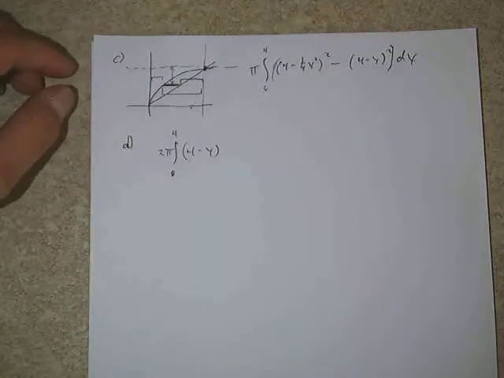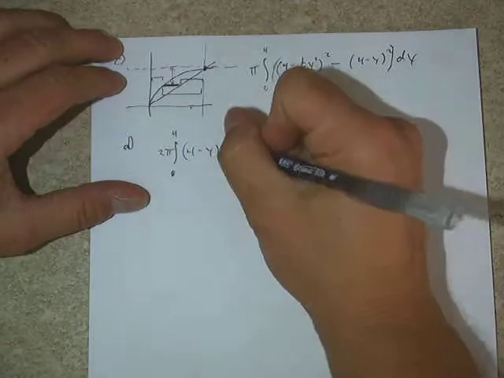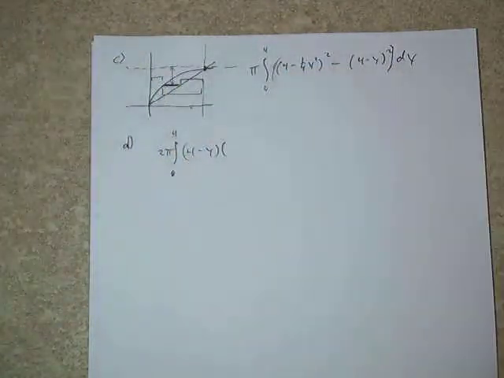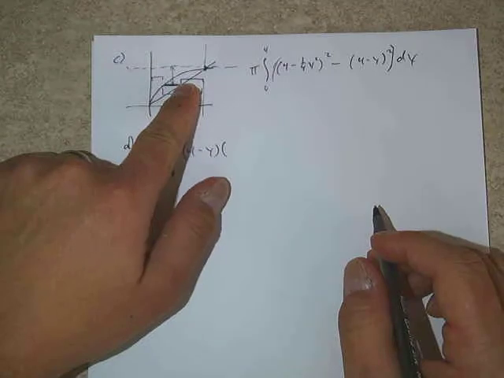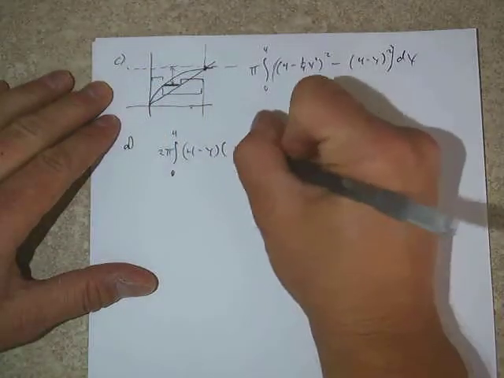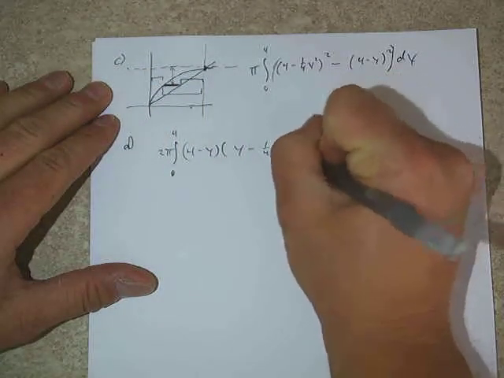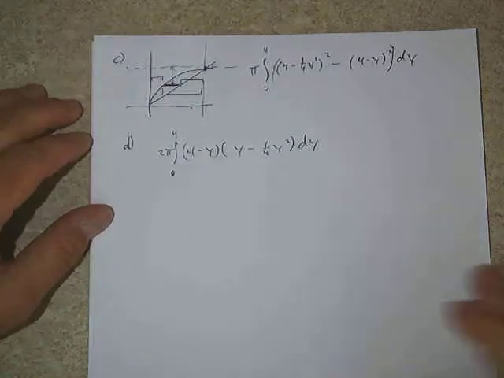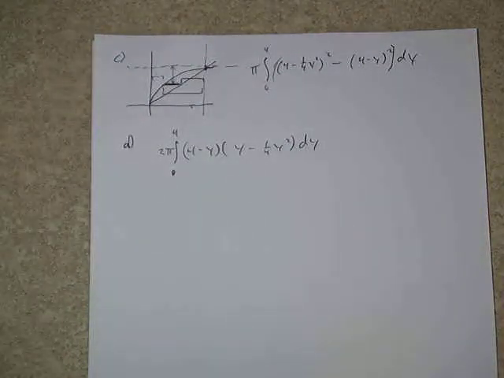We said on the earlier problem that this was y right here. So what would this arrow distance be in this diagram? It would be 4 minus y, wouldn't it? The top function minus the bottom, which is our slice. So 4 minus y would be the distance between the shell and the revolving line.